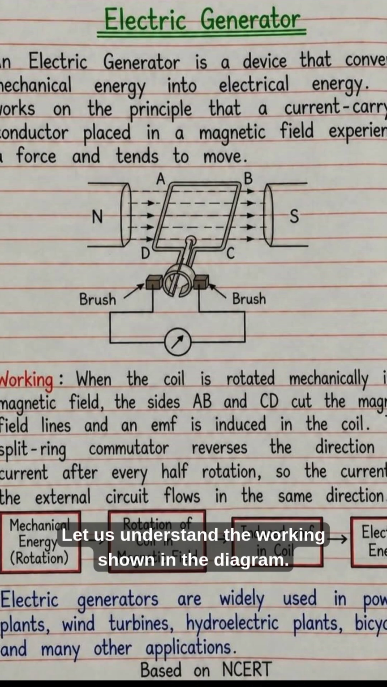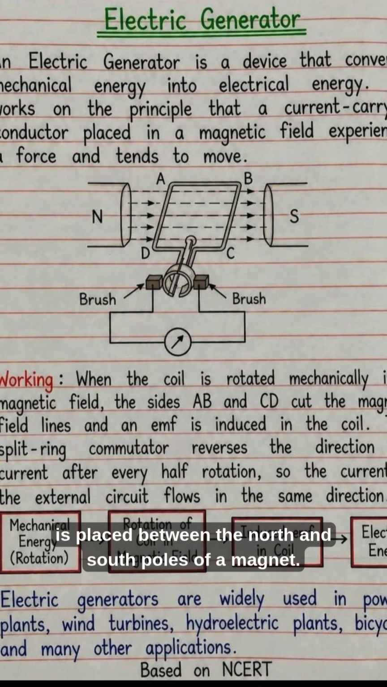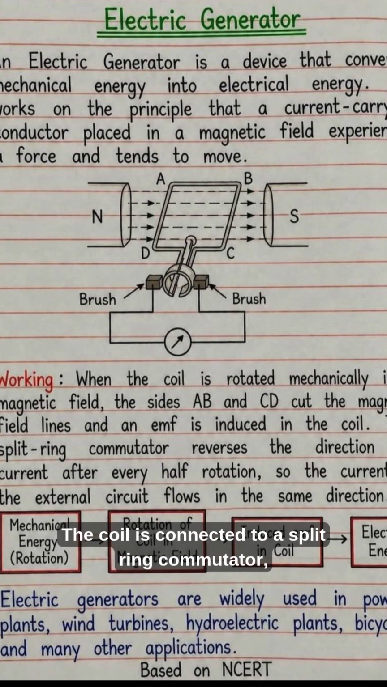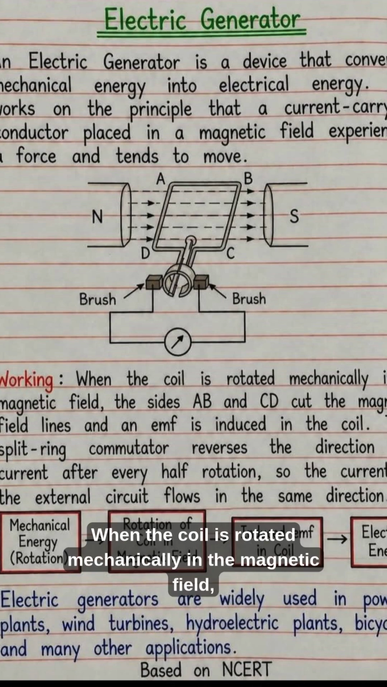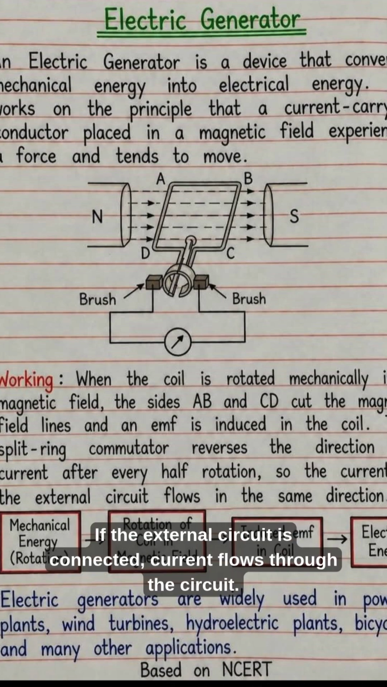Let us understand the working shown in the diagram. Here, a rectangular coil ABCD is placed between the north and south poles of a magnet. The coil is connected to a split ring commutator, and two brushes are connected to the external circuit. When the coil is rotated mechanically in the magnetic field, the sides AB and CD cut the magnetic field lines. Due to this motion, an EMF is induced in the coil. If the external circuit is connected, current flows through the circuit.